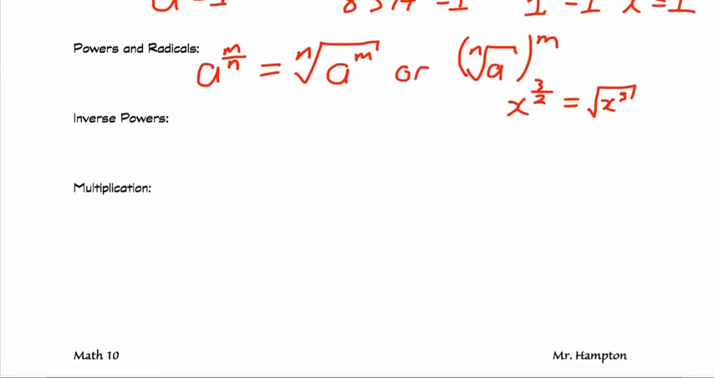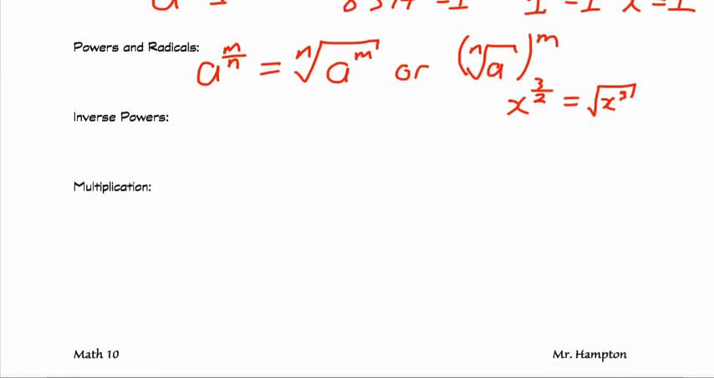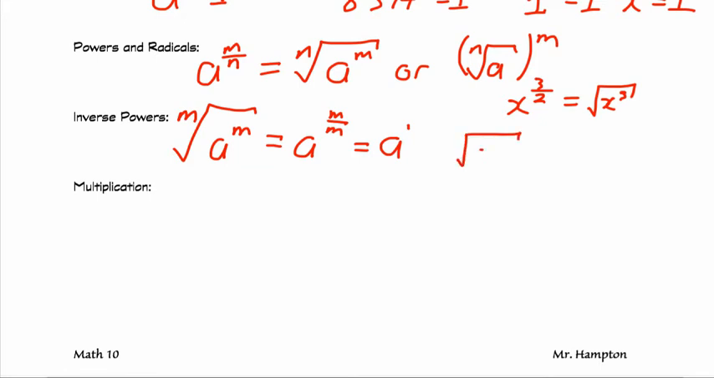When you have inverse powers, so you are taking the m root of a to the power of m, well, we know by our previous rule that this is equal to a to the power of m over m, which is just equal to a, or a to the power of 1. Okay? So if we have the square root of x squared, well, this is just equal to x. Okay? Because this invisible index is a little 2, and this becomes x to the power of 2 over 2, which is x to the power of 1.